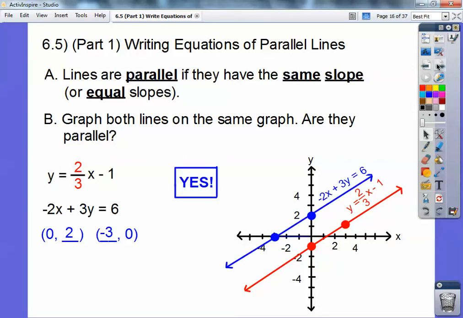And are those guys parallel? You bet. They sure look parallel. Parallel means they don't intersect. They run parallel to each other.